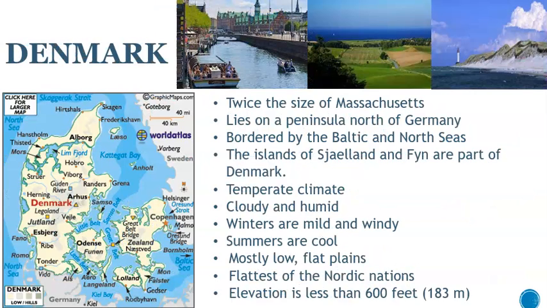Last up we have Denmark. Denmark is twice the size of Massachusetts, and it lies on a peninsula, the Jutland Peninsula, north of Germany. It's bordered by the Baltic and North Seas. The climate in Denmark is temperate, and it's often cloudy and humid with mild and windy winters. Summers are cool here. The land in Denmark is mostly low, flat plains, and Denmark is the flattest of all of the Nordic nations. The elevation is less than 600 feet above sea level here.